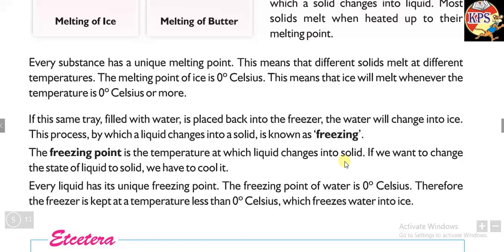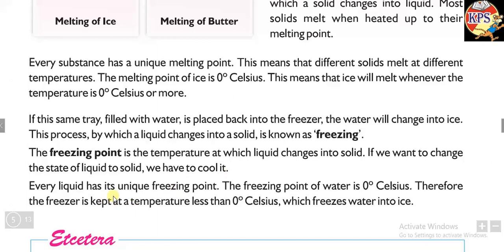We have already read about the melting point. Melting point is the temperature at which a solid melts down. Freezing point is the temperature at which a liquid changes into a solid, like water changes into ice at a particular temperature. If we want to change the state of a liquid to solid, we have to cool it. Like if you want to change water into ice, then you have to freeze it. You have to decrease the temperature.